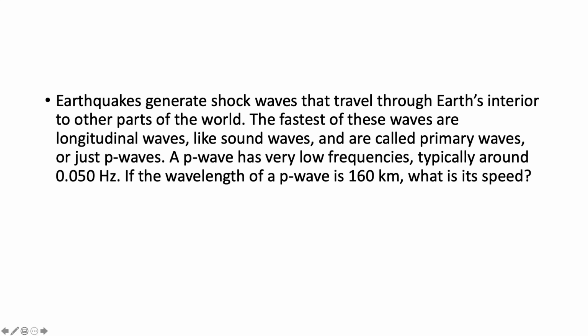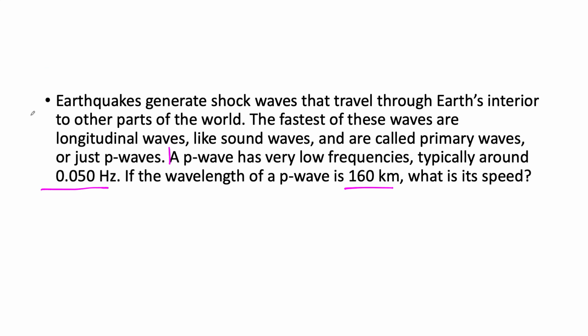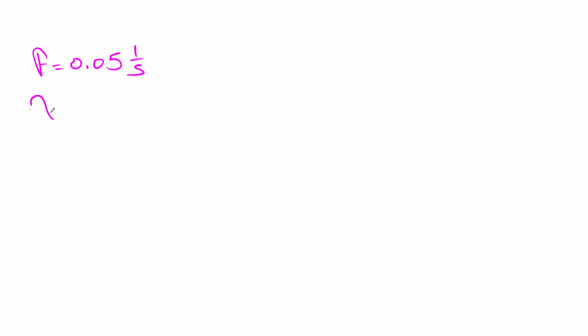Here's an example. Earthquakes generate shock waves that travel through the Earth's interior, and so on. After all this, here's the information that we need. A P wave has low frequencies, here's our frequency, and here's the wavelength. We want to know its speed. The frequency f is equal to 0.05, 1 over seconds, and the wavelength lambda is equal to 160 km.